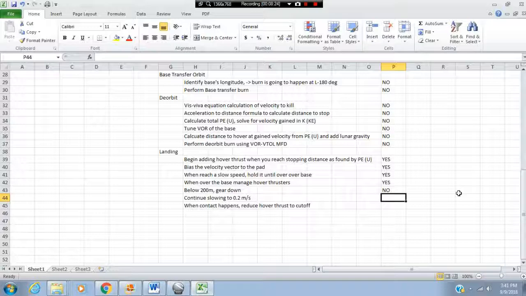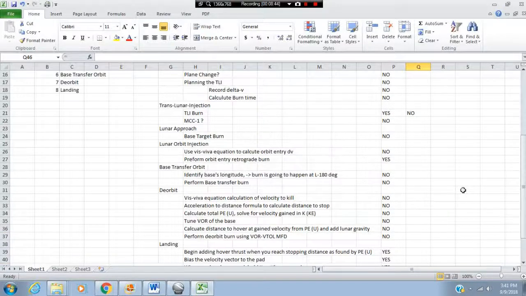Continue slowing to 0.2 meters per second. That's time critical. If you don't slow to that speed in time, you're going to be screwed. And then when contact happens, reduce thrust to cut off. No, because you're landed. So if you happen to waste engines or waste hover fuel onto the surface, I mean, you're going to take off again once you get light enough to do it.